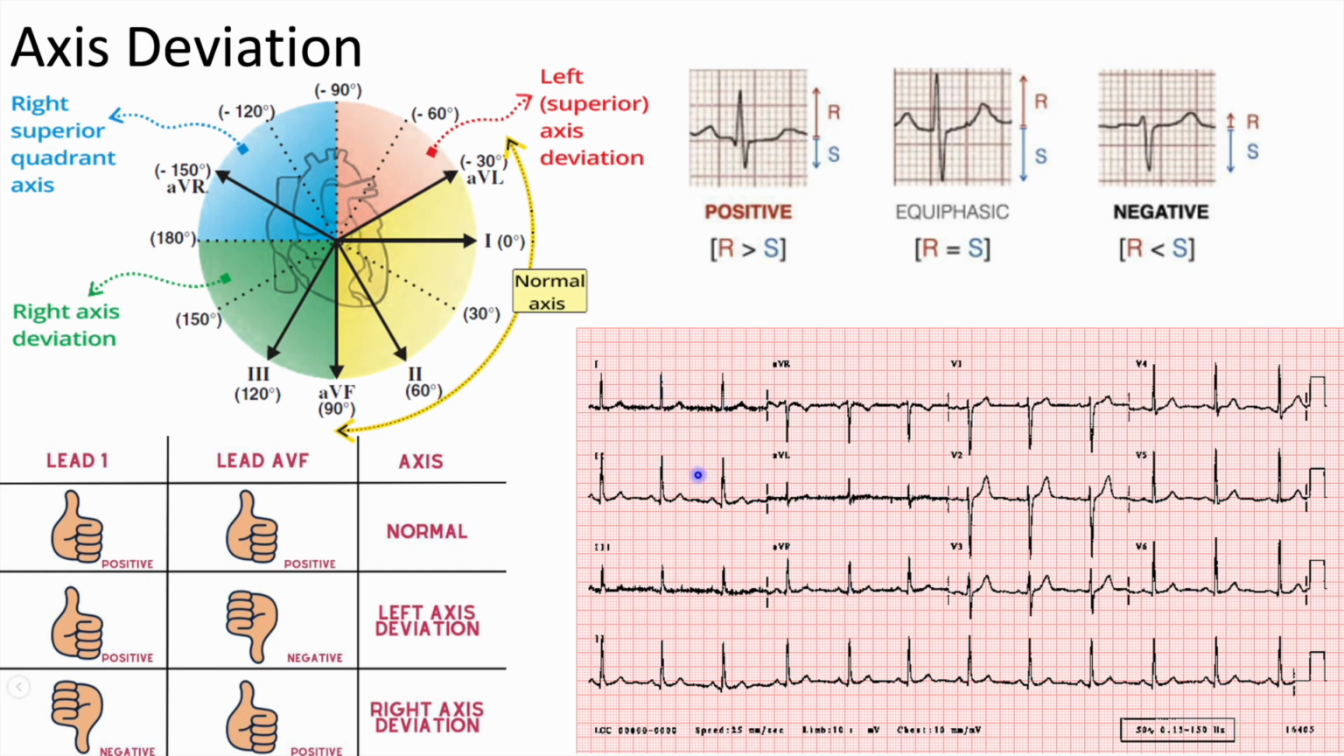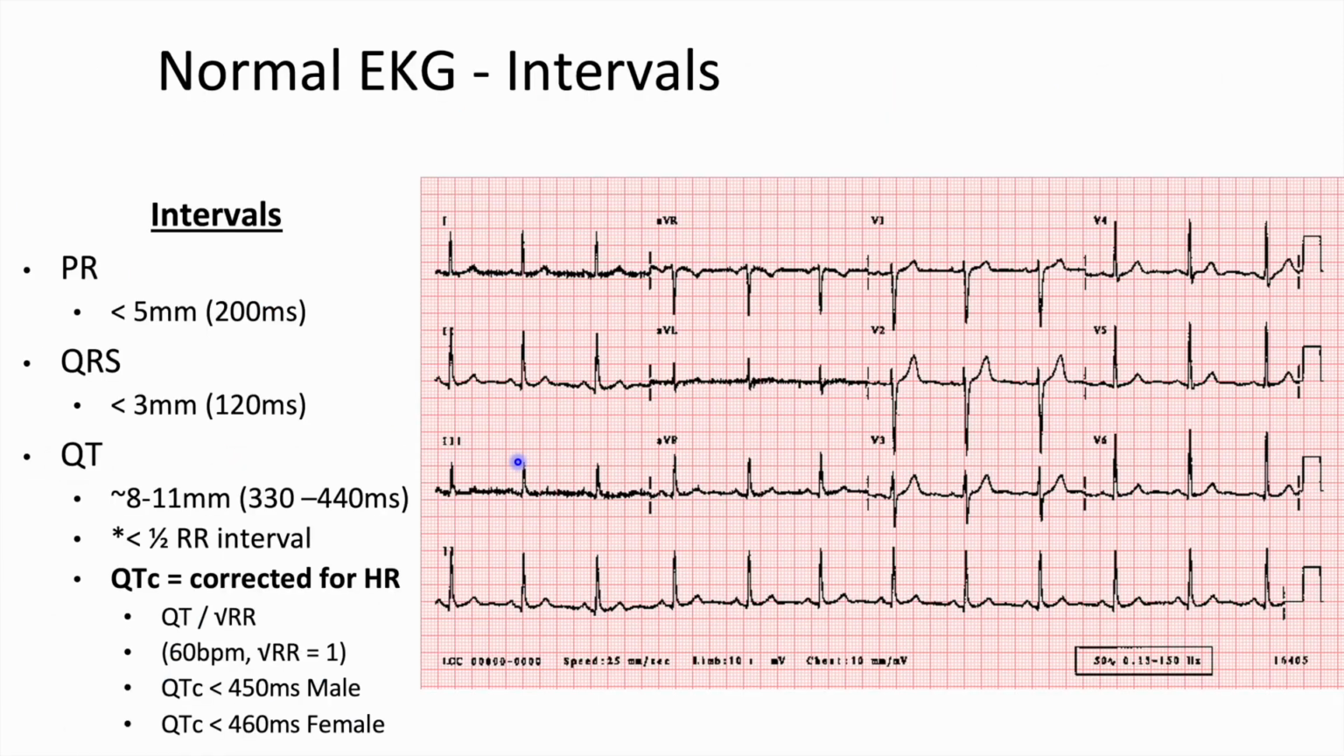And then finally, if you have both of them in a negative direction, both thumbs pointed down, that's bad. You have extreme axis deviation, which is going to be pointing up here. And we'll look at examples later.